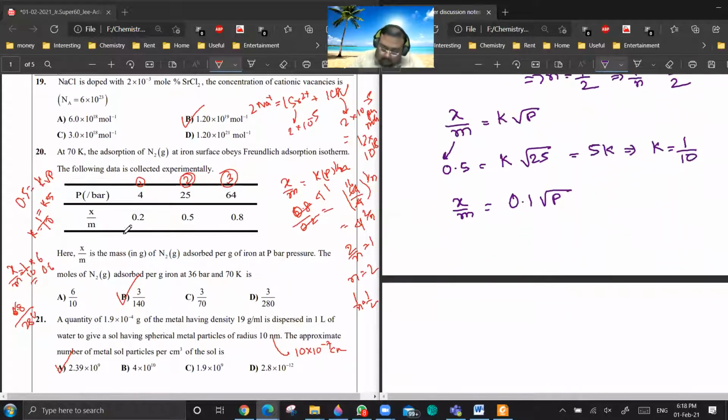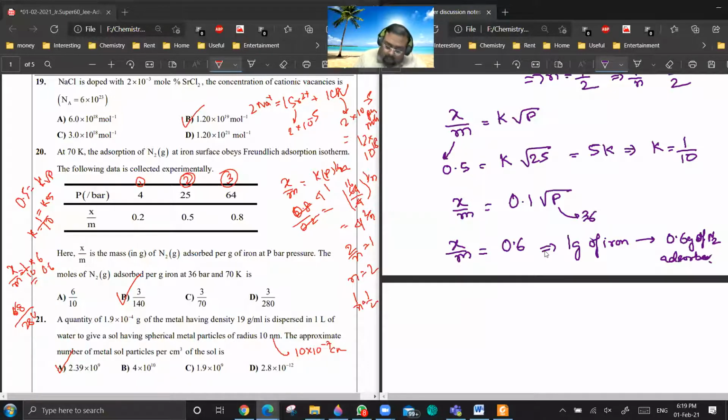Now, it is asking what will be the x by m at pressure 36. If you take pressure to be 36, then x by m will be equal to 0.6. Yes or no? And so for 1 gram of iron, you'll have 0.6 gram of N2 adsorbed. Yes or no?